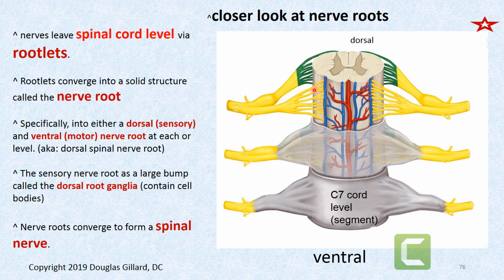This is the motor root. These signals are heading this way. You want to scratch your nose, the signals are going down, or you want to squeeze, make a fist, the signals are going this direction. Okay, so this is the anterior root, or you could call it the motor root, or you could call it the ventral root. Now, this little bump is important. Put that on your flashcards. That's called the dorsal root ganglia.